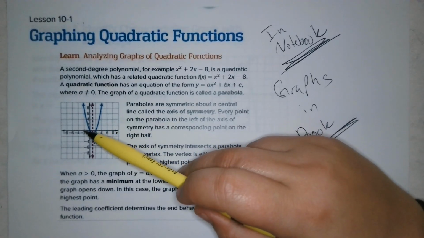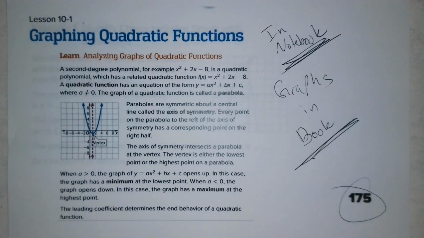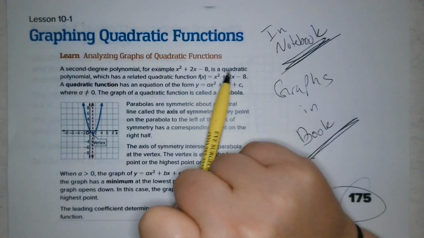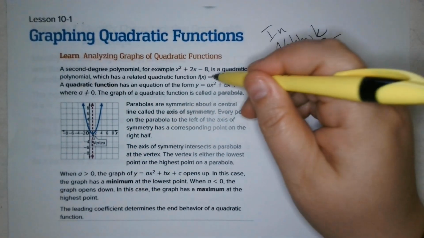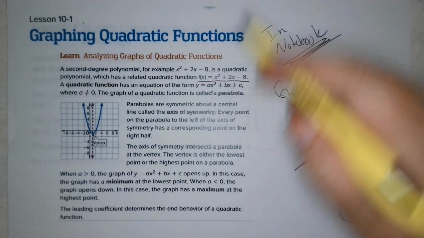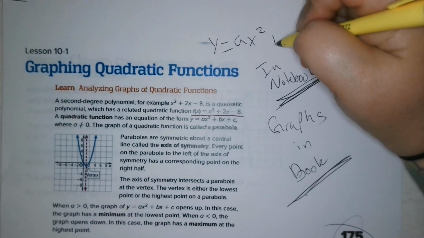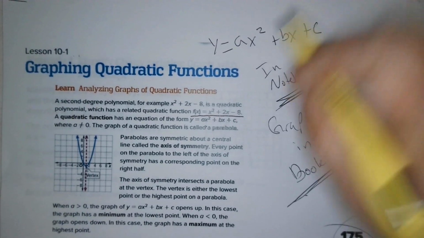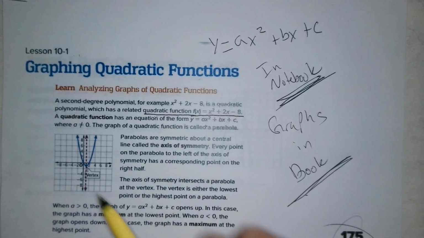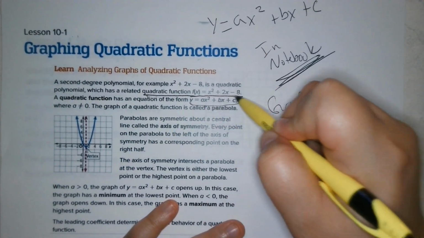When we graph what is called a quadratic function, it's going to be this U-shaped thing right here called a parabola. So a second degree polynomial, so second degree, we've got 2 as an exponent right here, is a quadratic polynomial which has this related function right here. Okay, so a quadratic function has this form of y equals ax squared plus bx plus c. That is our quadratic function. We have it right here. Probably write this part in your notes. So it's called a quadratic function, and this is the formula.